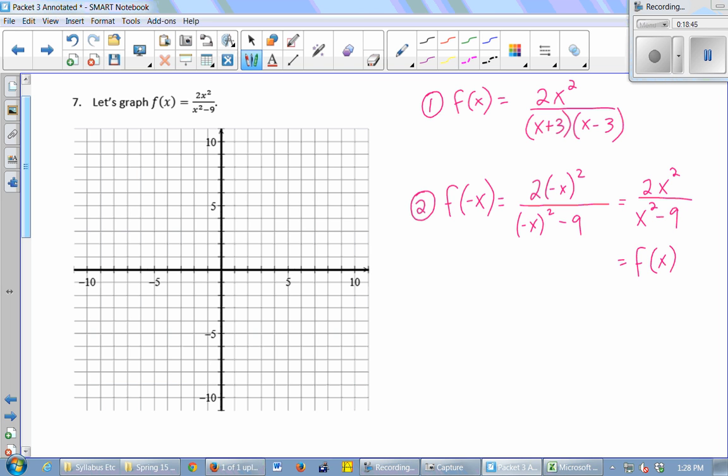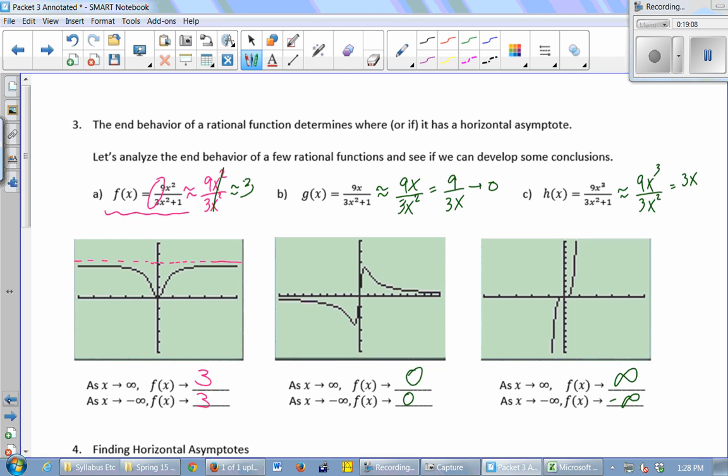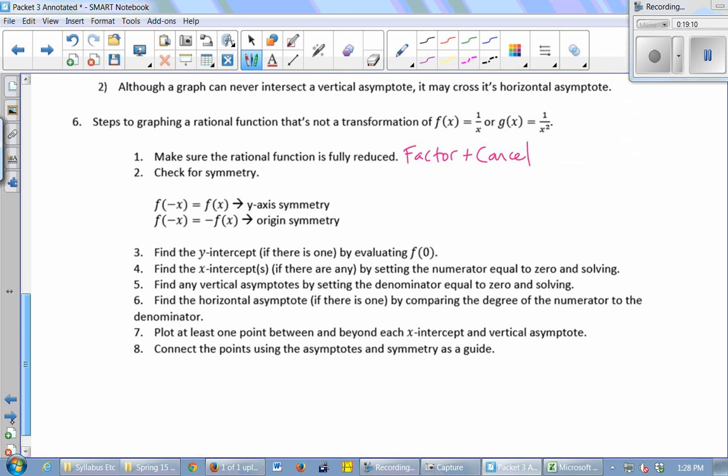So what does it mean if f of negative x is the same thing as f of positive x? What kind of symmetry? Even symmetry. Or y-axis, whichever one you want to call it. Okay, so I have even symmetry. Let's see, what was my next step? Step 3, y-intercept.